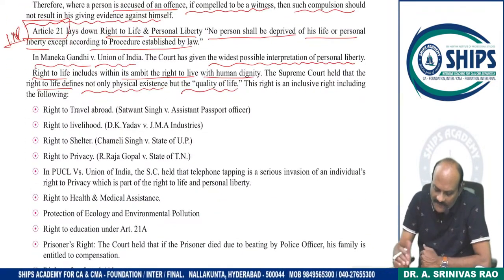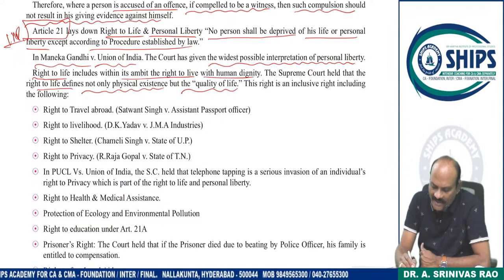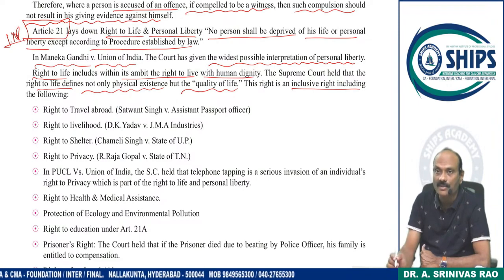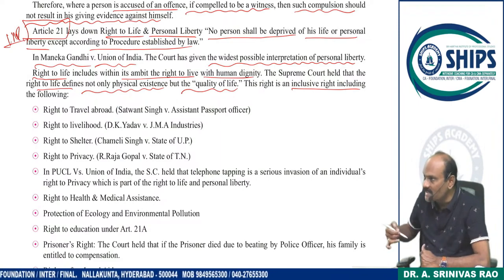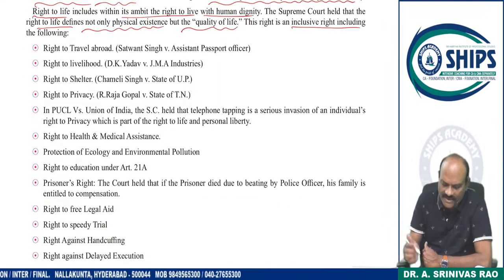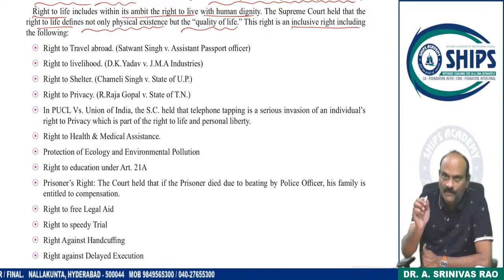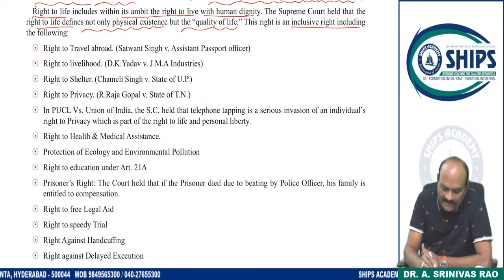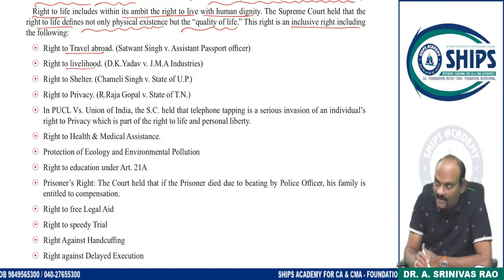Some examples were given here. The right is an inclusive right, including the following. Article 21 is inclusive of all these. Different cases, different judgments, and whichever point you want, ask me, I will explain. Otherwise, I will just read out. And the right to travel abroad. You know what abroad means? Okay, good. Right to livelihood. Right to shelter. Right to privacy.